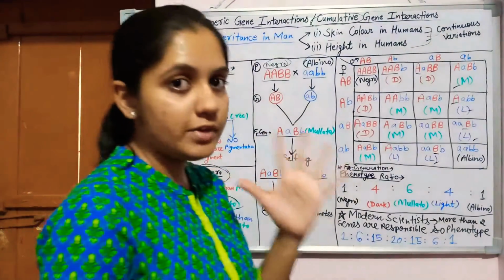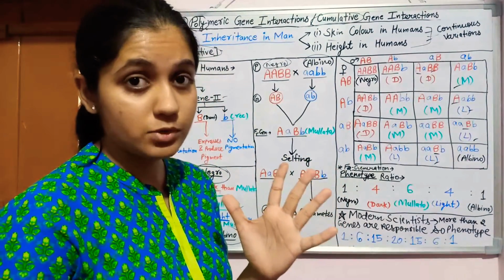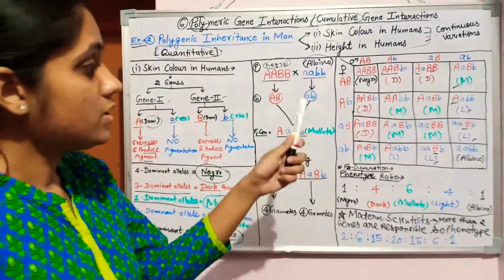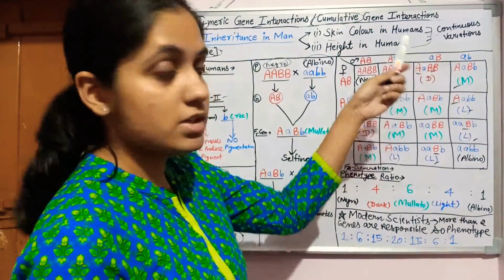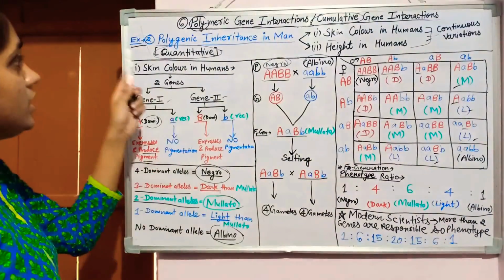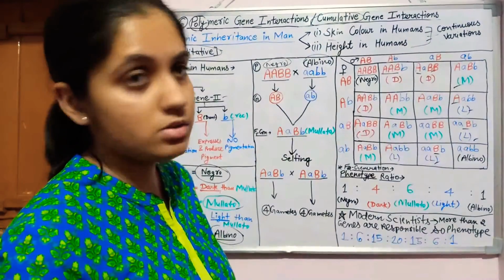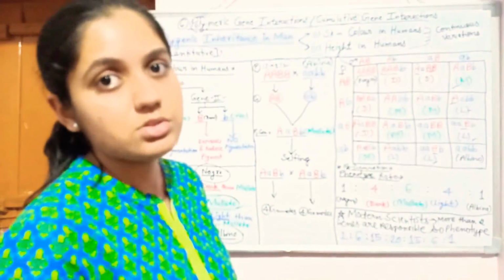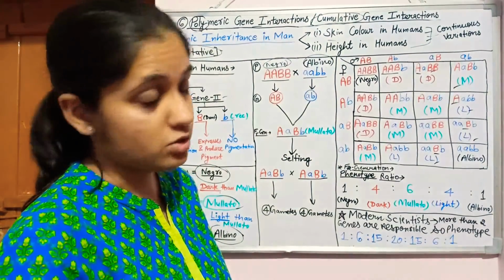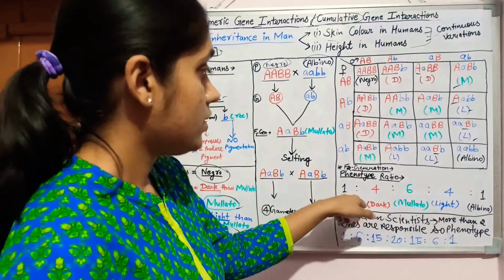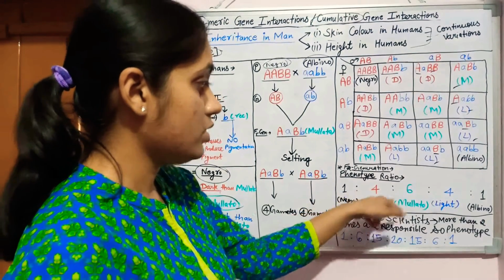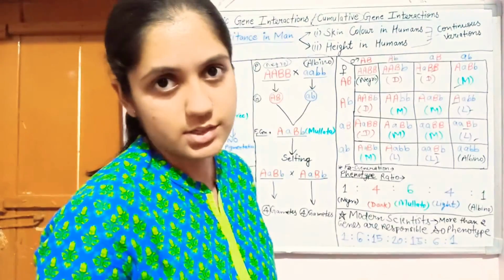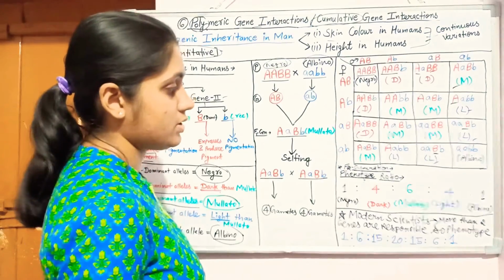5 types of characters are present. So there is a large range of characters, so it is also known as continuous variation. That's why, or it is the example of polygenic inheritance also. So the ratio deviates from the 9:3:3:1 phenotypic ratio, and the ratio of the F2 generation is 1:4:6:4:1. This is because of this polygenic inheritance. Okay, so this is the exception.